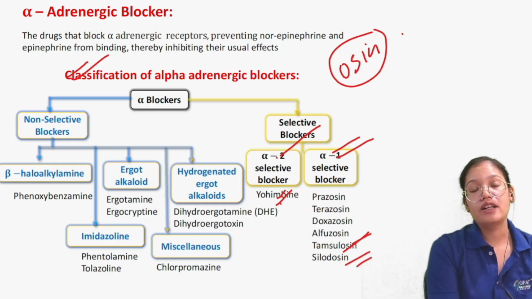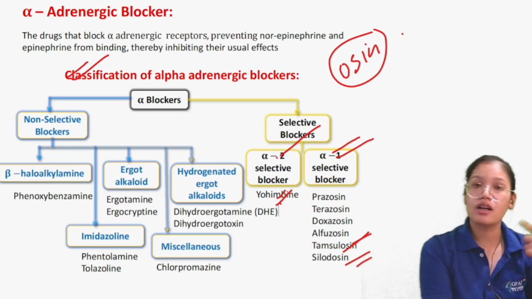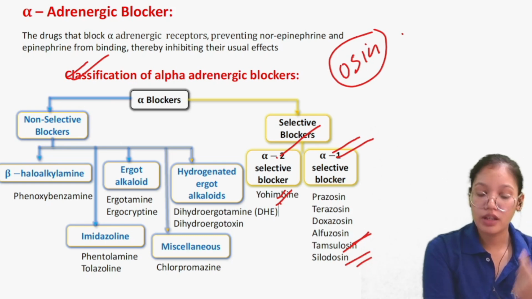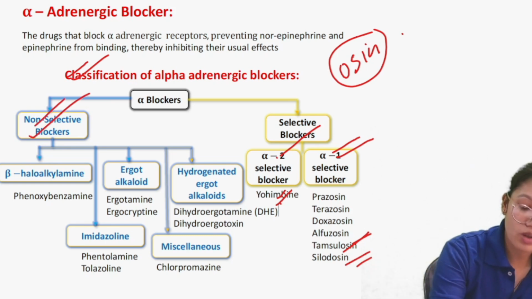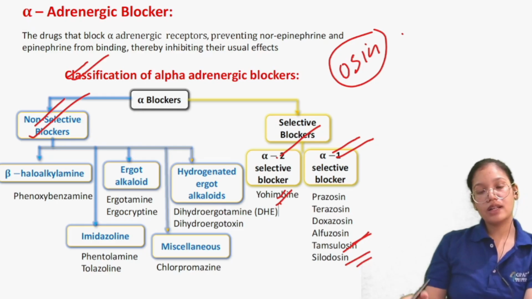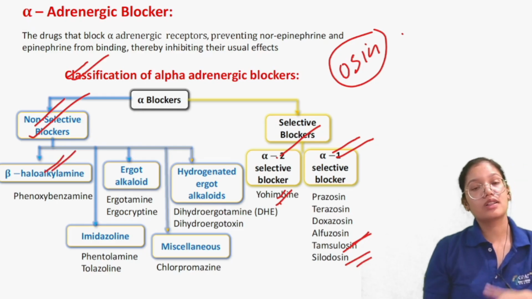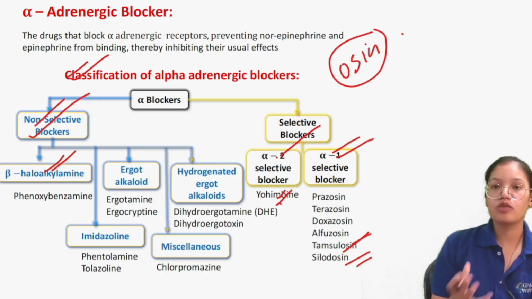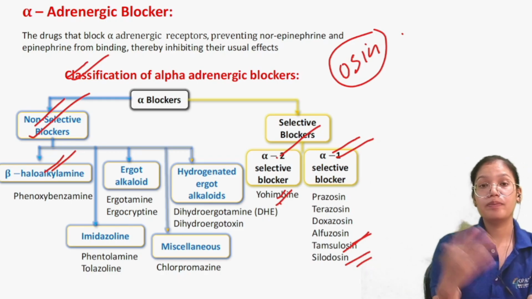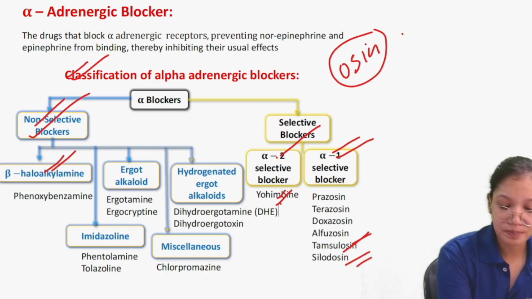Okay, and they are basically present at the presynaptic nerve terminal. If we talk about the non-selective ones, there are a number of classes here. So first is the beta-haloalkylamine, like phenoxybenzamine. Now they are not selective for a particular receptor. They can act on both.